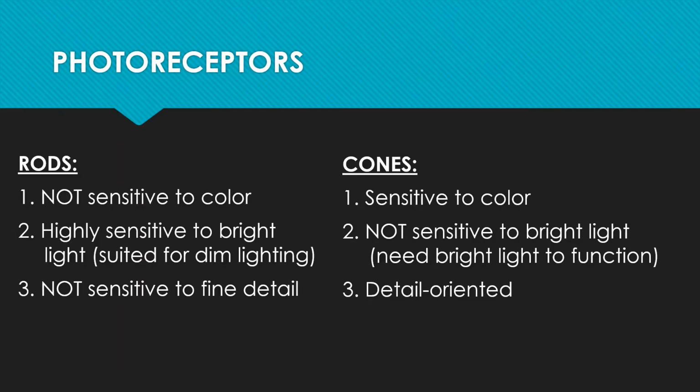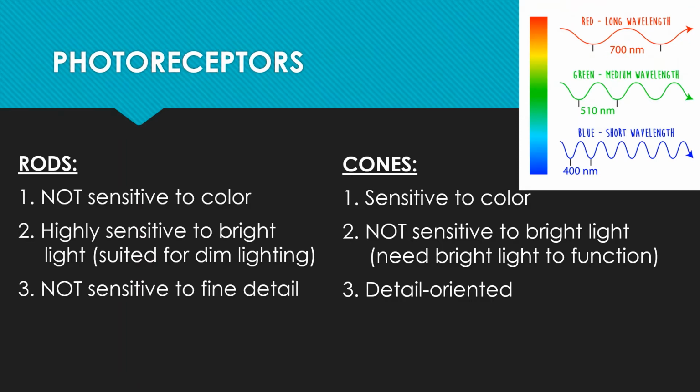While we only have 1 type of rod, we actually have 3 types of cones. We have cones that are sensitive to short wavelengths of light, blue wavelengths, cones that are sensitive to medium wavelengths of light, green wavelengths, and cones that are sensitive to long wavelengths of light, red wavelengths.